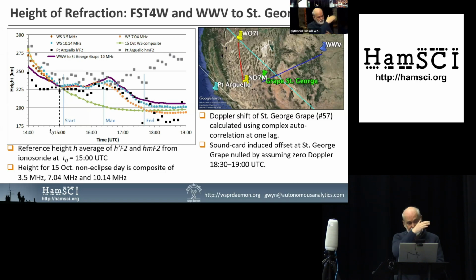The green trace, the one that's very smooth down below, that's the 15th of October, a normal non-eclipse day. And we've seen earlier that there is the anomaly in Doppler, hence path length, hence height of the ionosphere on the eclipse day. In magenta, the solid line is that from the Grape receiver at St. George, Utah, and the cyan dots from the WSPR sonde from Paul Elliott at 10.14 megahertz, the orange at 7.04 megahertz, and we just see at the start of it, until it goes to E, the dark color from 3.5 megahertz. So those estimates, they're pretty reasonable.